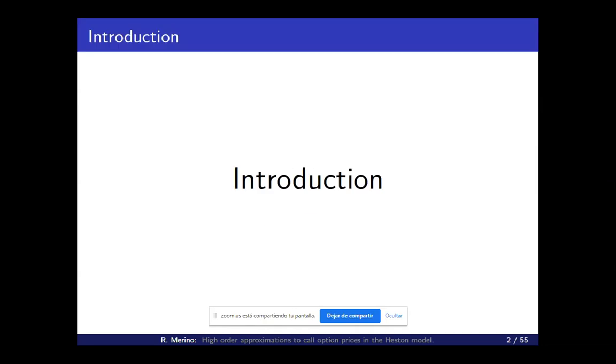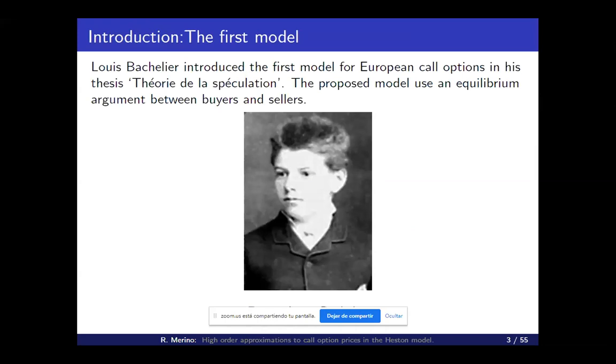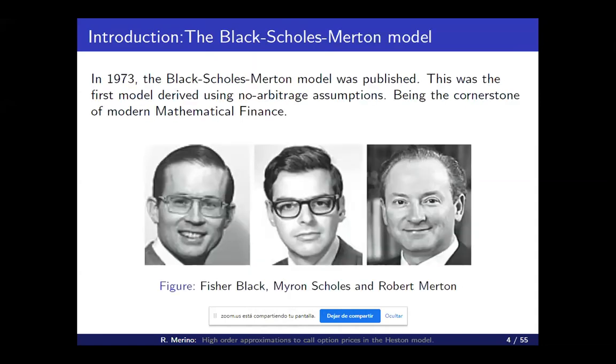Okay, just a brief introduction that most of us already know. The first model that we know for valuing European call options is due to Louis Bachelier in his thesis, Theory of Speculation. And the first model that we have and still use in finance is the Black-Scholes-Merton model that was published in 1973.